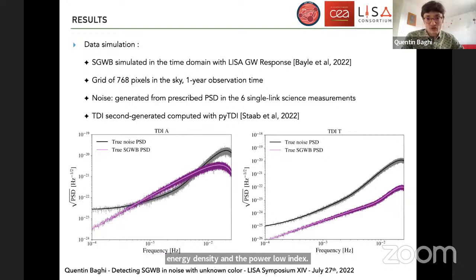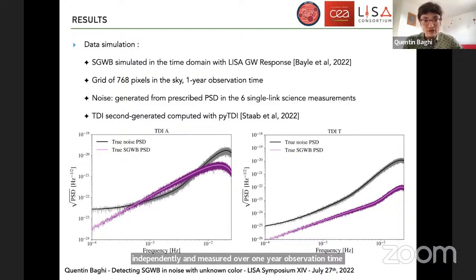So here are some results that we got. First, on the simulation side, as I said, we're trying to have at least a different process to generate the data and to analyze them. So here we're generating a stochastic gravitational wave background in the time domain with the software LISA GW Response implemented by Jean-Baptiste et al. And we have a few hundred independent pixels simulated in the sky, generated independently, and measured over 1 year observation time.